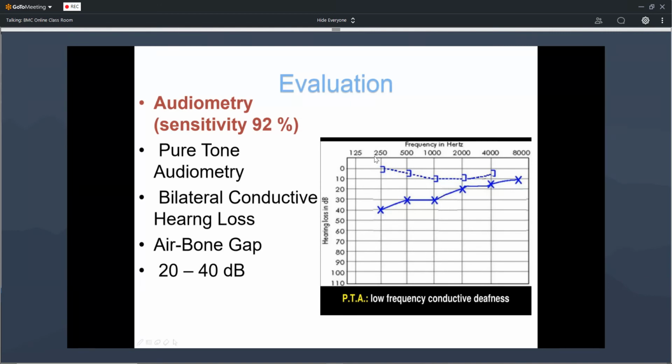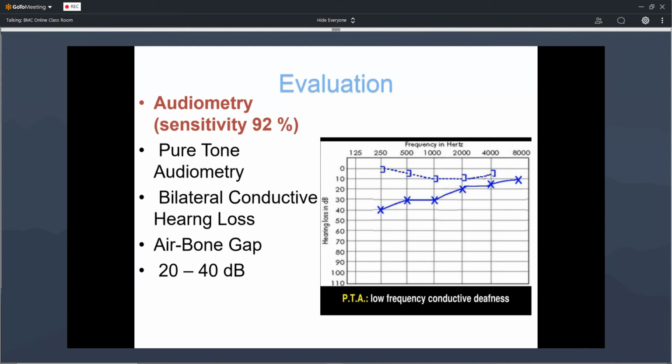So these are the frequencies: 125, 250 and 500. These are the intensities, in decibels. On the x-axis is frequency, and on the y-axis is intensity: 0, 10, 20, 30 decibels. We increase the intensity of the sound. The patient sits in a soundproof room, and we give sound stimuli at different frequencies and different intensities.